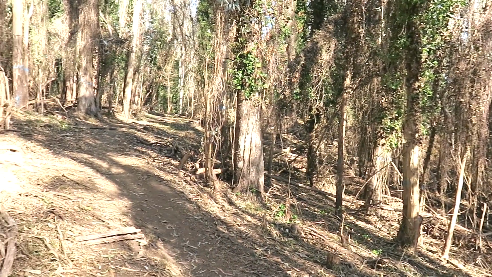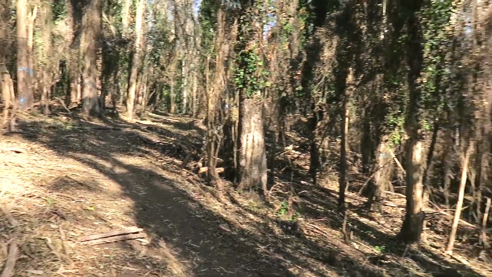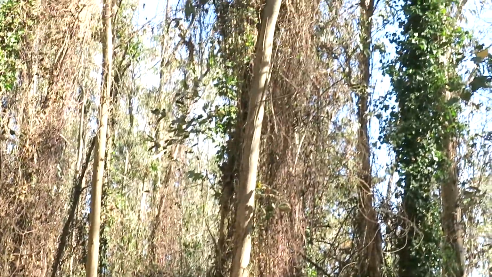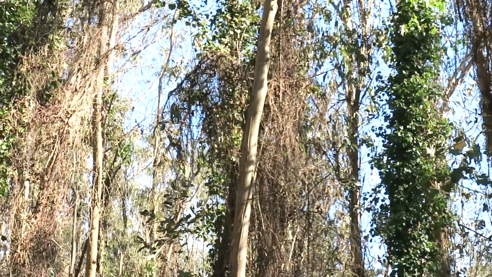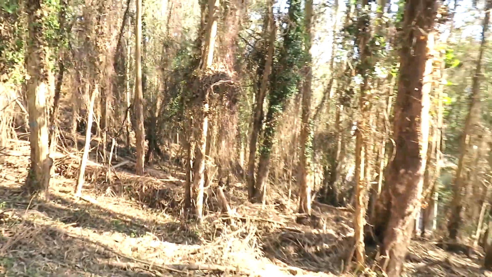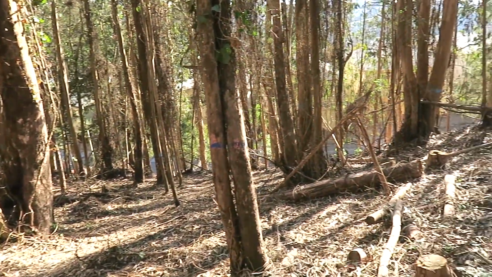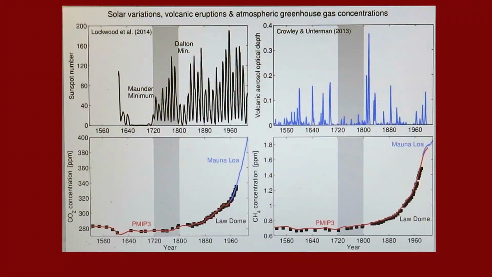Boy, look at how dry everything is getting so quickly. We've been here and done many videos and seen how the trees looked. Look how dry the vines are now. Okay, now let's look at another variation: the volcanoes, the solar variation, and the CO2 and CH4 gas concentrations from 1560 to 1960.